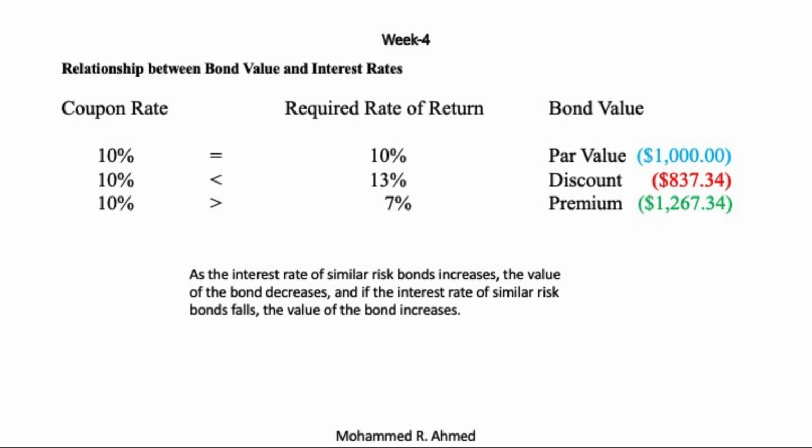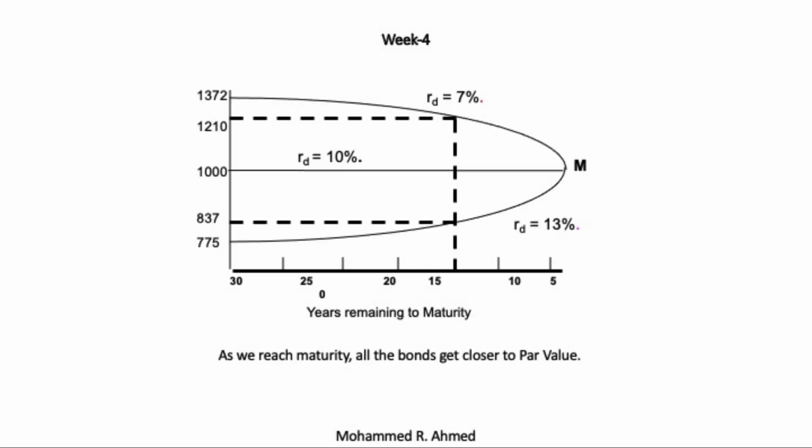The third example, you're holding a bond at 10%, but required rate is only 7%, meaning if you go and buy a bond today, a similar risk bond, you're going to get 7%. So now you can sell the bond you're holding at a higher price, and the bond will sell at a premium. This exhibit shows the relationship between bond value and the interest rate changes.